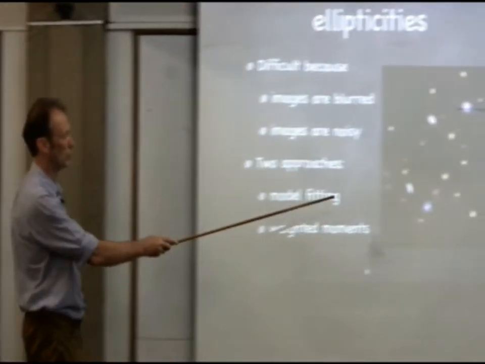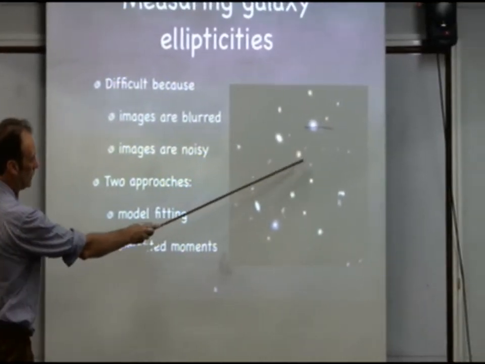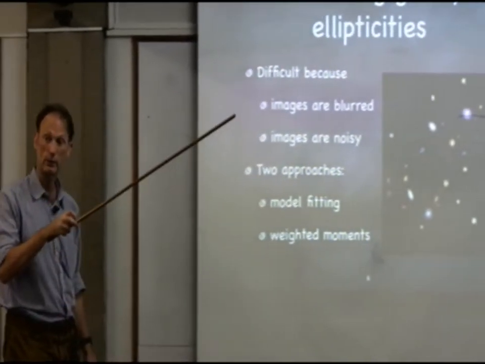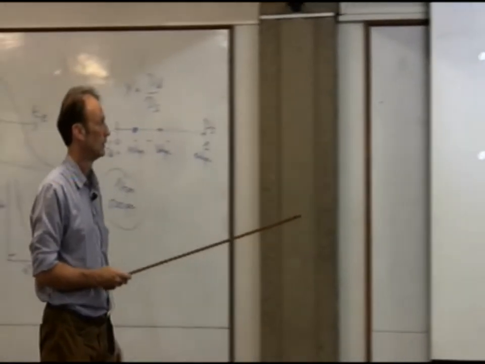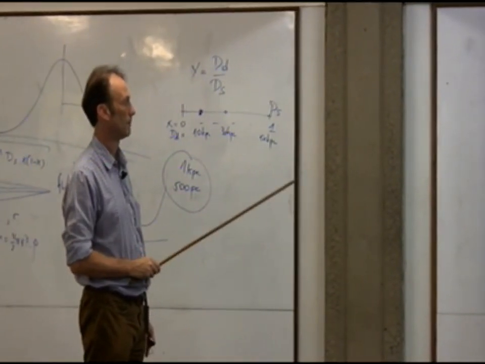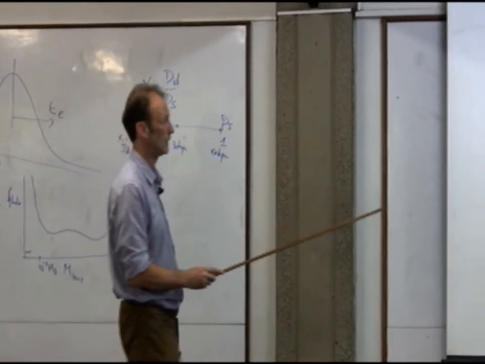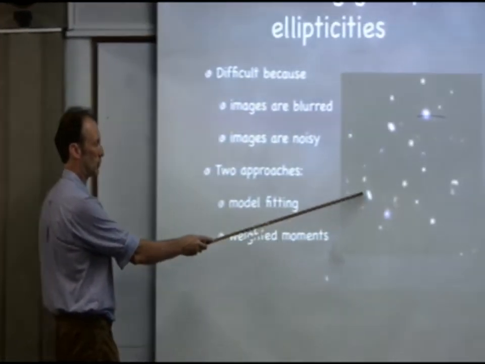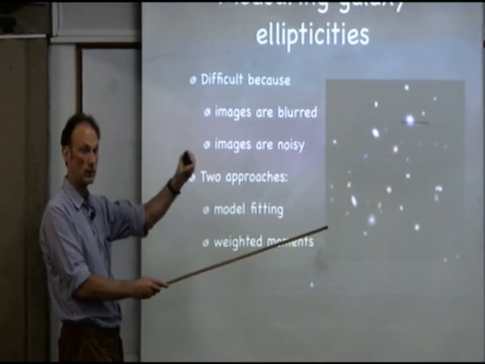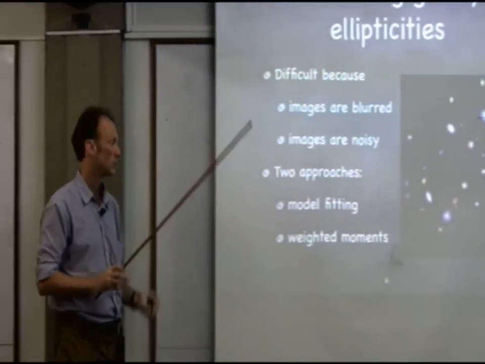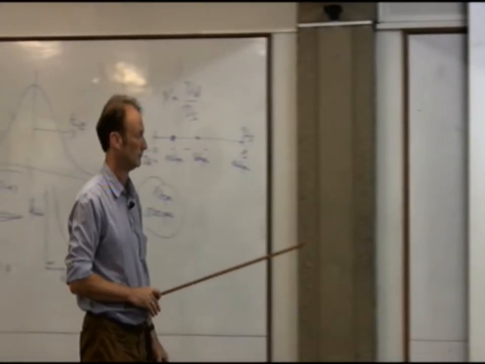Also, these images are noisy. Certainly the fainter galaxies in these, you cannot really measure a very accurate shape for these things simply because the observations are noisy. Nevertheless, what you have to try to do is, for each of these galaxies, get as good an estimate as possible of the ellipticity so that you can put it in this cloud and make this average to measure the shear.